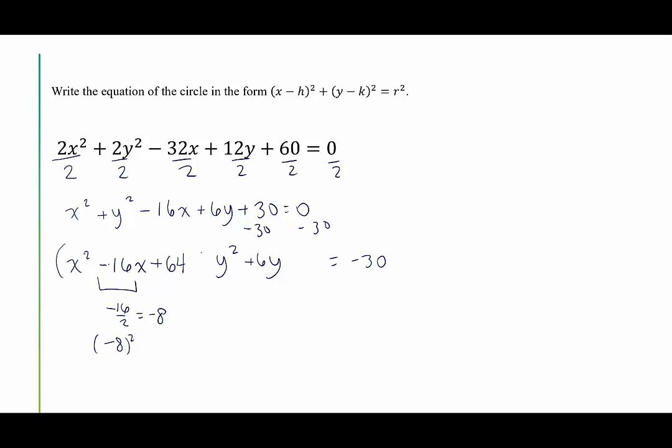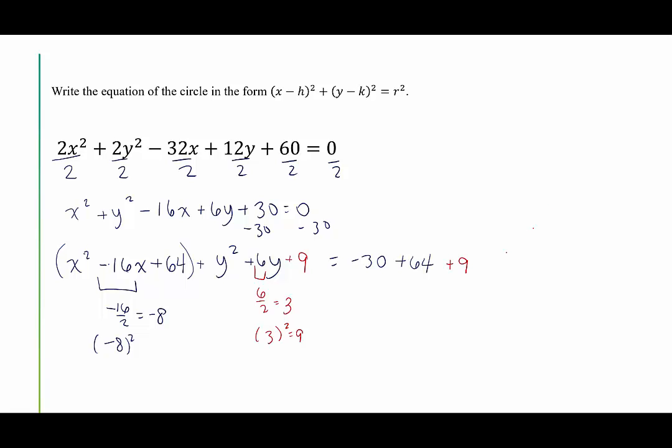So that x squared minus 16x plus 64 is a perfect square trinomial. I added 64 to the left. I need to add 64 to the right as well. Okay, now for y squared. I have y squared plus 6y plus what is a perfect square trinomial? Take this middle coefficient, divide it by 2. 6 over 2 is 3. Square 3, and we need 9. So if I add 9 to this, y squared plus 6y plus 9 is a perfect square trinomial. I add 9 to the right as well.